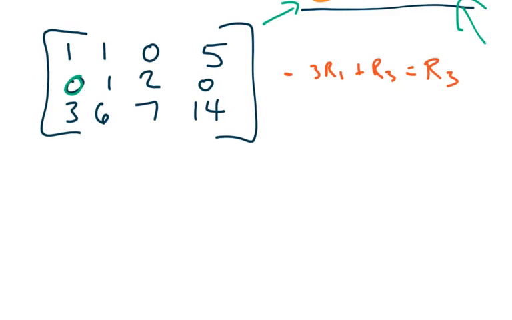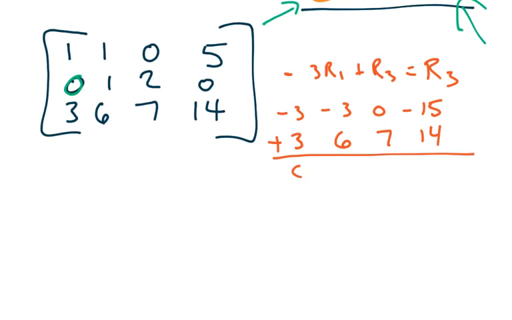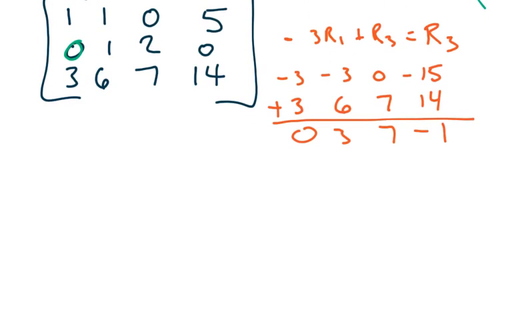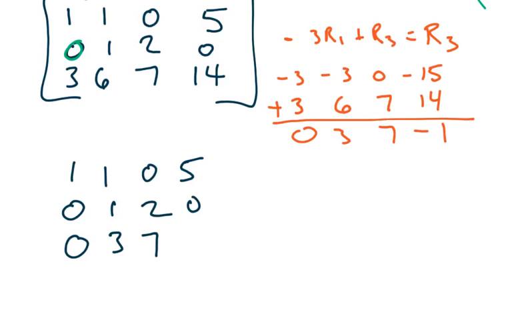So like I said, I'm going to multiply the first row by negative 3. So I'm going to have negative 3, negative 3, 0, negative 15, and then I'm going to rewrite row 3: 3, 6, 7, 14. I'm going to add these two together, and this is going to give me 0, 3, 7, negative 1. So I'm going to rewrite everything else except row 3. So the first row is 1, 1, 0, 5. Second one is 0, 1, 2, 0. And the third row is now going to become 0, 3, 7, negative 1.